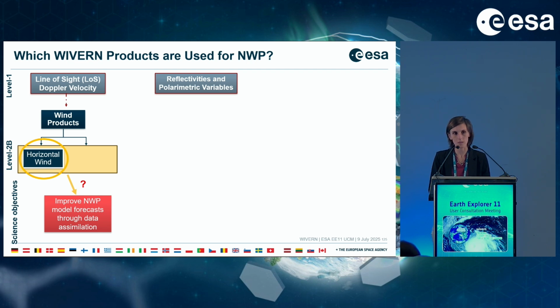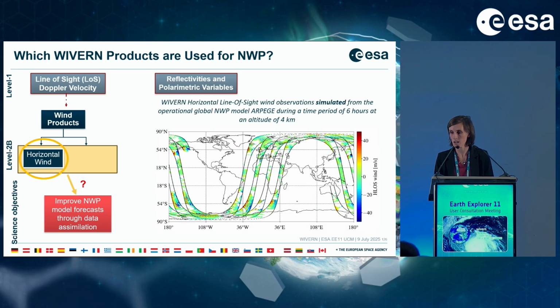So the first step when we want to assess the impact of a new observing system is to simulate this observation. Here I'm showing you an example of a map of Wyvern horizontal line of sight wind observation simulated from the operational NWP model of Météo France. And you have to imagine that this kind of map will be available every 600 meters in the vertical as long as there are clouds.